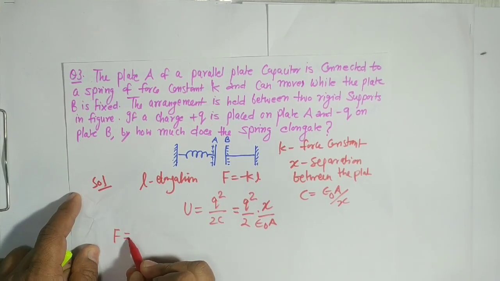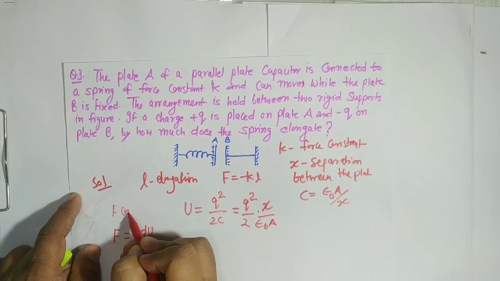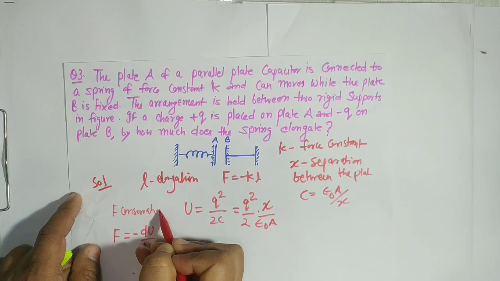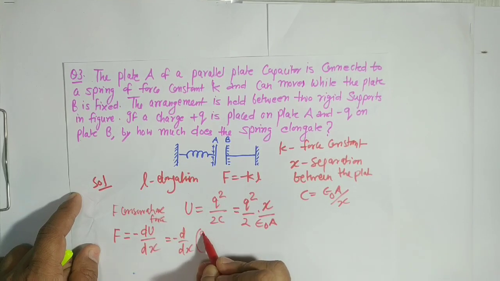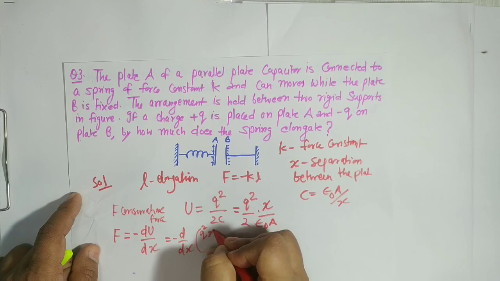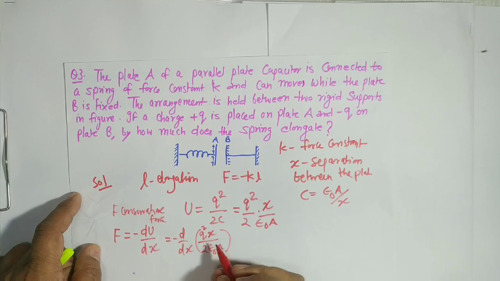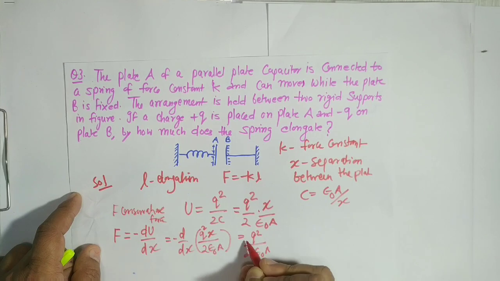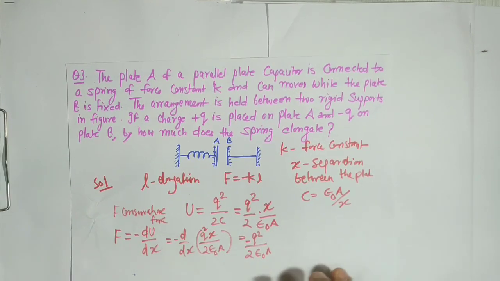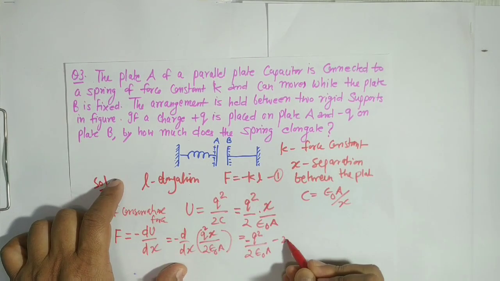Now all of you know how F is related with U. Because F is a conservative force, can we write F equals minus dU by dx? Yes, because F is a conservative force. We went through this relation in 11th also. So minus d by dx of Q square X by 2 epsilon naught A, and I think all of you know the differentiation. Q square by 2 epsilon naught A will be the answer, with a minus. So this is the force.